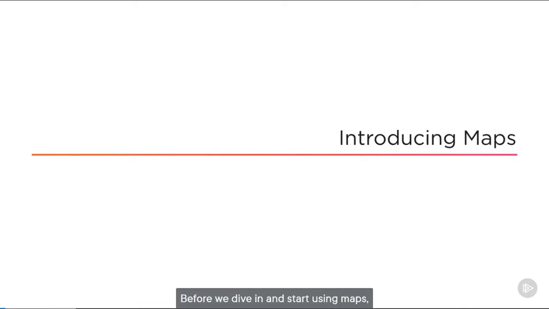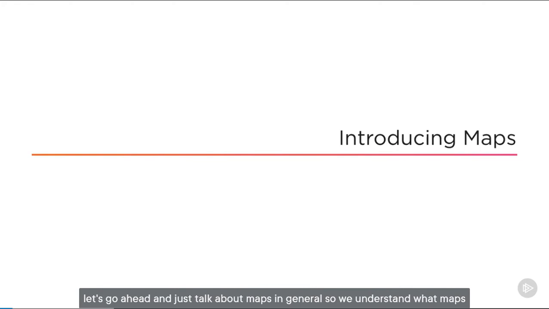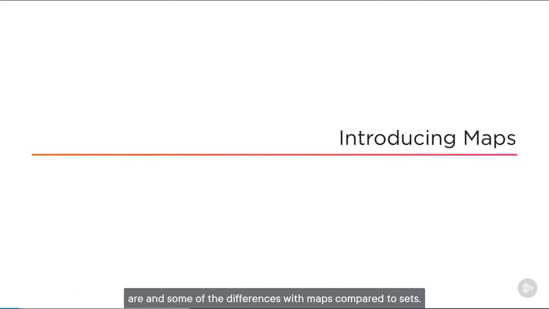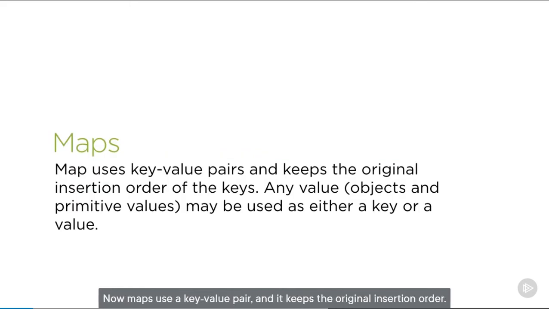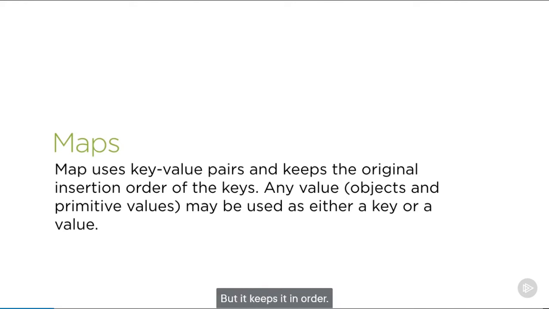Before we dive in and start using maps, let's go ahead and just talk about maps in general so we understand what maps are and some of the differences with maps compared to sets. So maps use a key value pair and it keeps the original insertion order. That's important to know. We're going to be talking about that here in a second. But it keeps it in order.